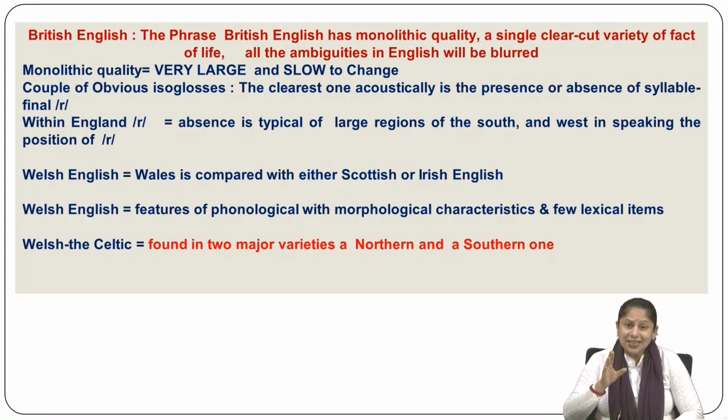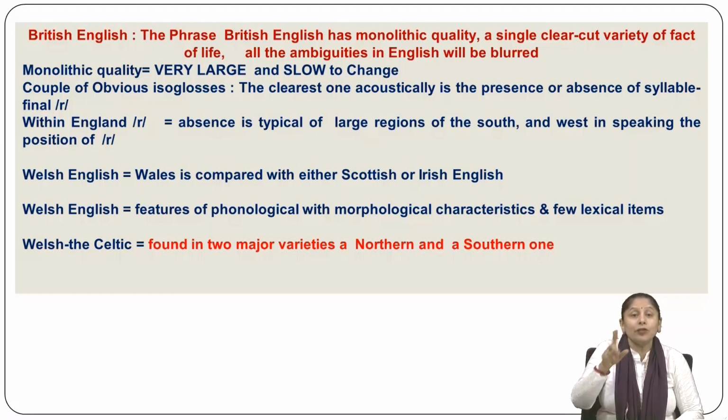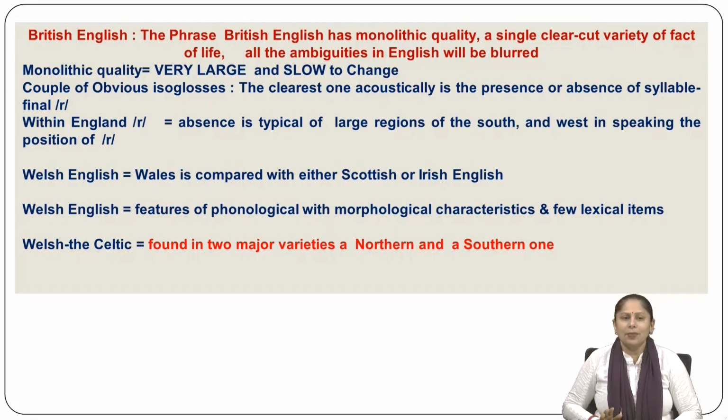Look, you can see that in southern regions r is not spoken, whereas in western areas of England r is spoken initially. So these are different kinds of pronunciation changes, changes in the phonological interpretations of varieties of Englishes that you have to remember.